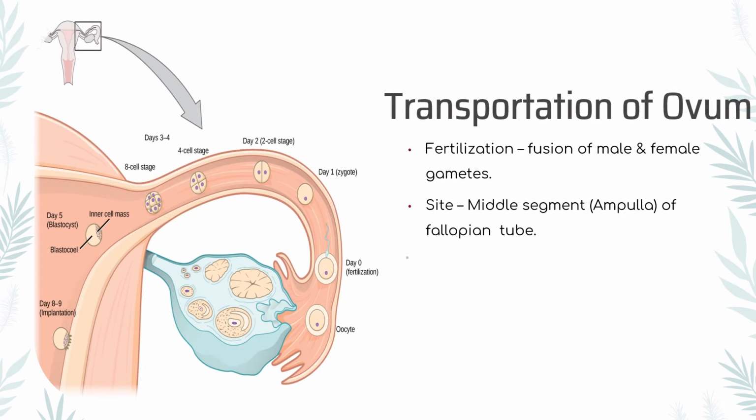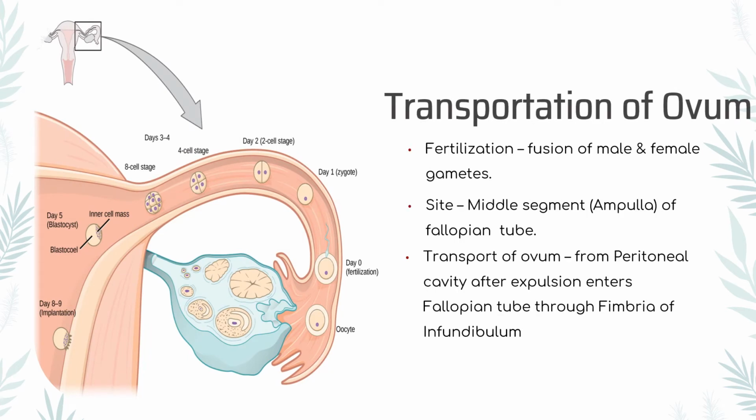Transportation of ovum. At the time of ovulation, the ovum is directly expelled into the peritoneal cavity and then it enters into the fallopian tube. How it enters, let us see.